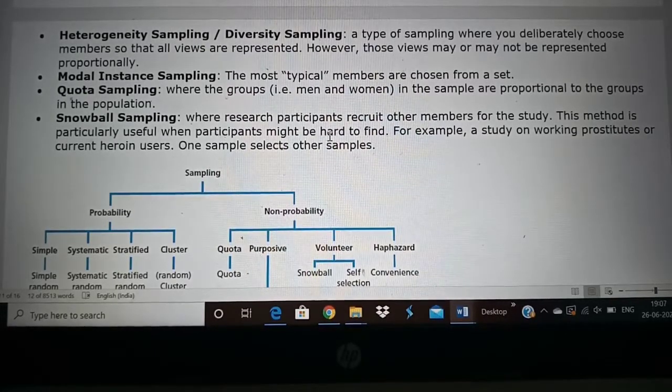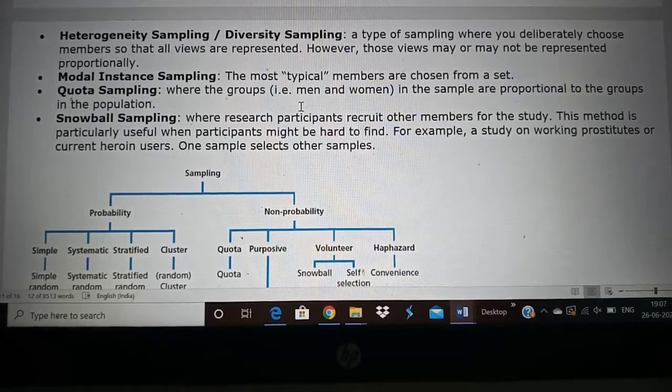Heterogeneity sampling is similar to stratified sampling, but you select on your own. It is not a random selection. The researcher selects people for the study based on their heterogeneity or diversity. So instead of it being a random selection, it is a purposive selection by the researcher. So that is heterogeneity sampling.